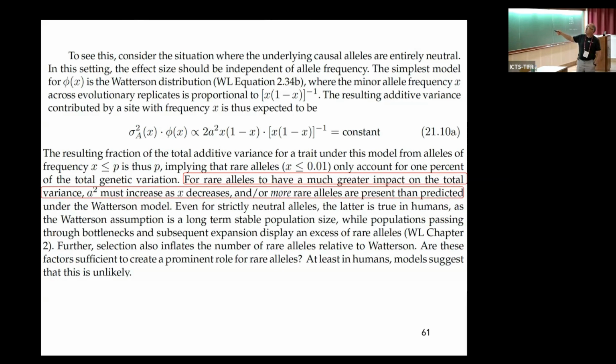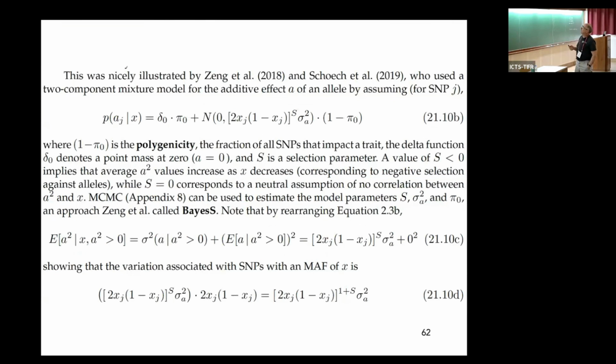The frequency comes in here because that's basically the variance, but larger effect alleles could be rarer, so the frequency may tell you something about the allelic effect, and several people have made models for that. So for example, here is one particular model. It says, what's the allelic effect given the frequency? Well, there's some value where it has no effect, and that 1 minus pi 0 is called the polygenicity, the fraction of SNPs that could have an effect.